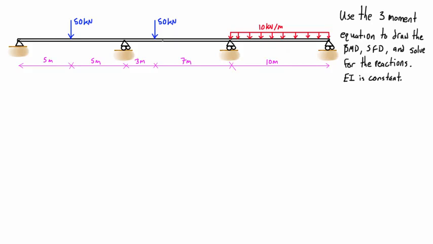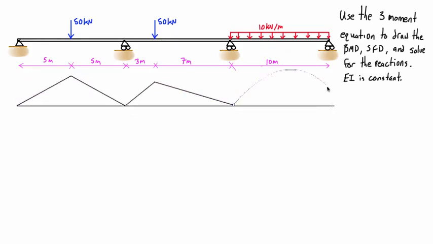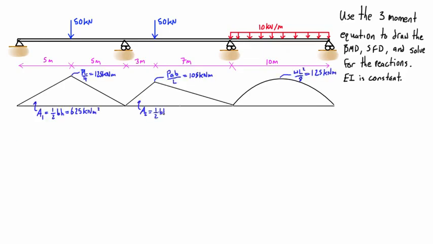And the first thing that we want to do is draw the bending moment diagrams for each of the spans as if they were simply supported and carrying the same loads. And then we're going to need to find the x bars for the 3-moment equation.